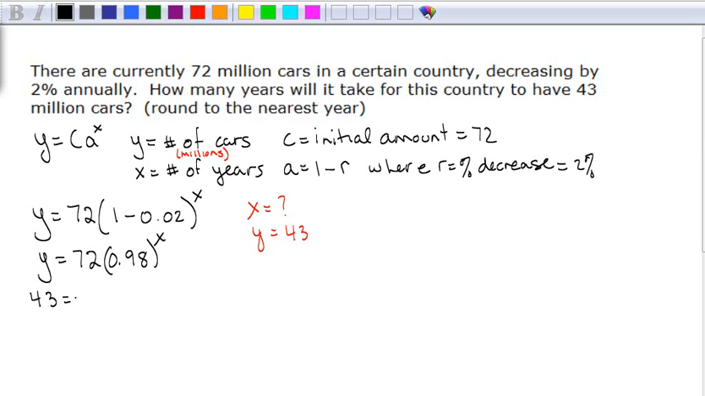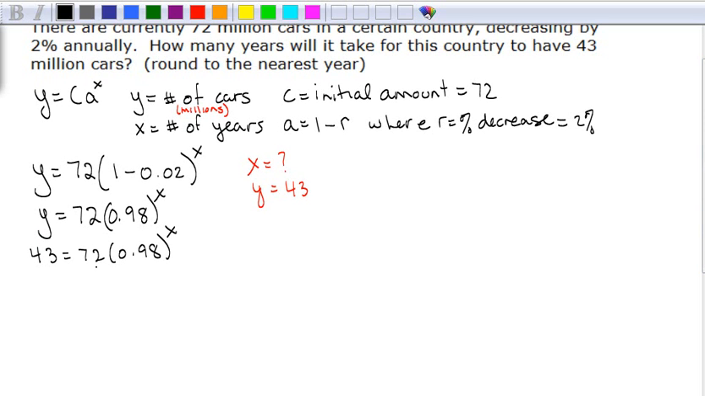We're going to plug in for Y now that we have our formula, and we are going to solve for X. How do you solve an exponential function? Well, you got to get it out of the exponent and put it into logs. So first, I would like to divide both sides by 72 to isolate that exponential function. So what we have here is 43 over 72 equals 0.98 to the x.